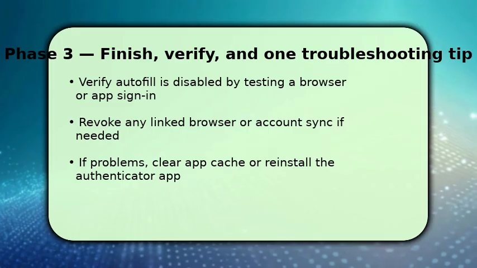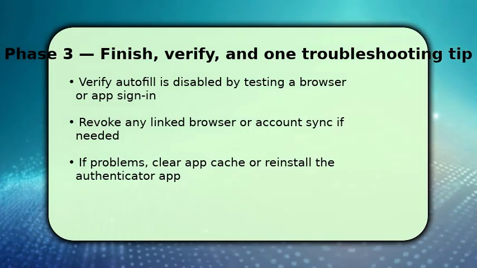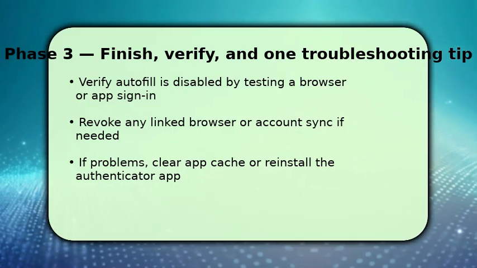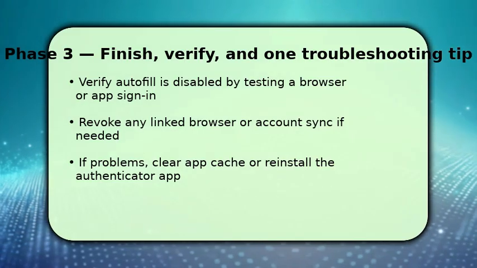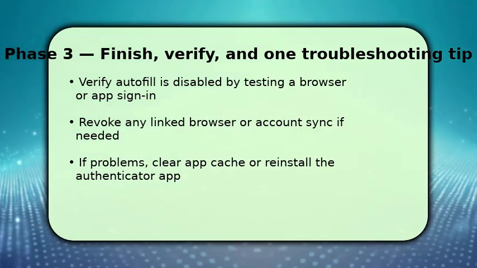If issues persist, clear the app cache or reinstall the Authenticator app. That usually resolves stuck settings. One troubleshooting tip: if you removed cloud data, restore from your backup to recover any lost credentials. Do this before refreshing accounts.